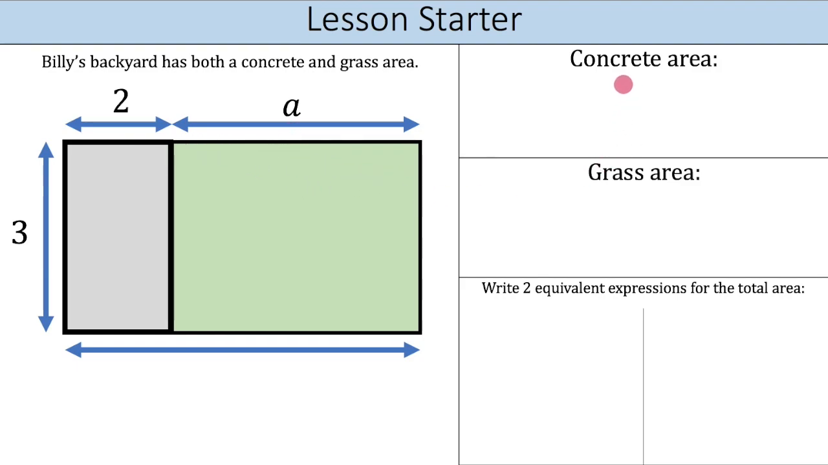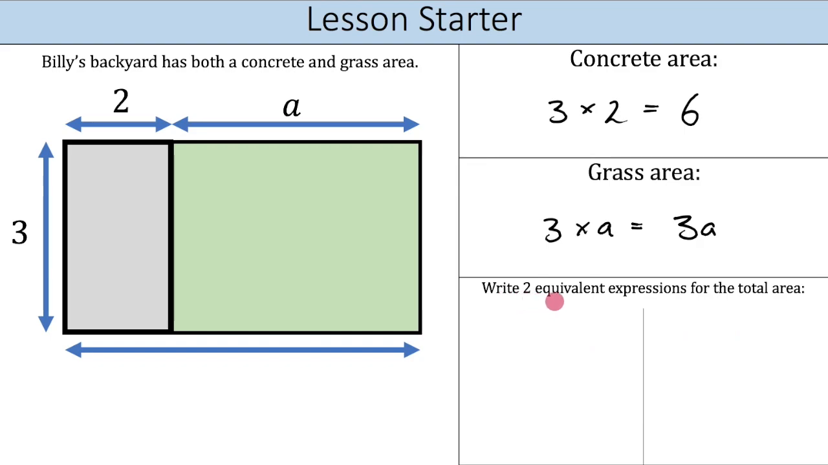So if we were asked to find what the concrete area is going to be, it's simply going to be the length times the width of the concrete area, so 3 times 2, which is going to be equal to 6. To find the grass area, it's again going to be length times width, so 3 times A, which is going to be equal to 3A.